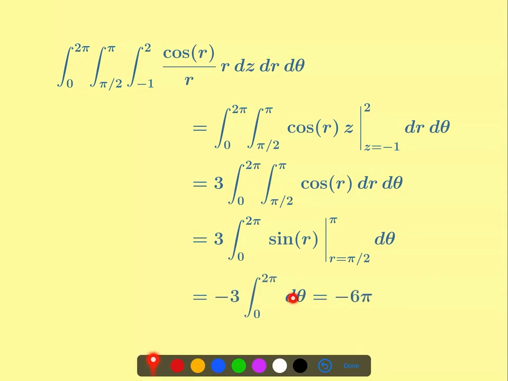And then when you evaluate this, you're just getting theta evaluated from 0 to 2 pi. So you're just getting 2 pi from here times this -3, which gives me the -6 pi. So we're getting a -6 pi.